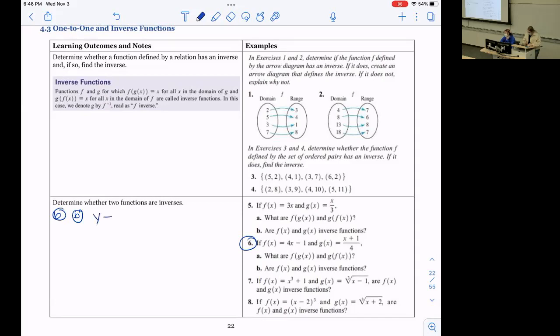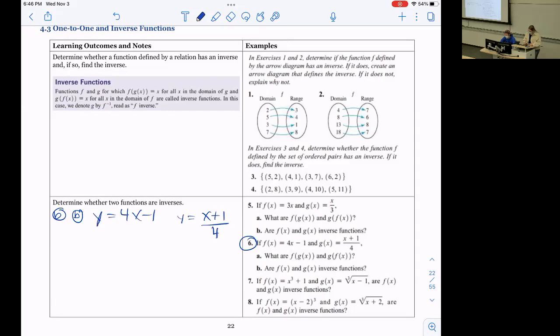So first we have y equals 3x. And in order to find an inverse, first, that's number 5. Oh, thank you. That is my bad. So for 6, sorry, we have y equals 4x minus 1. And then we have y equals x plus 1 over 4.